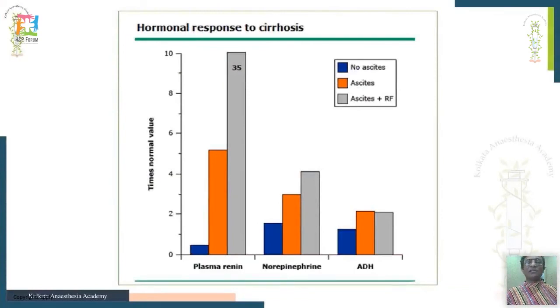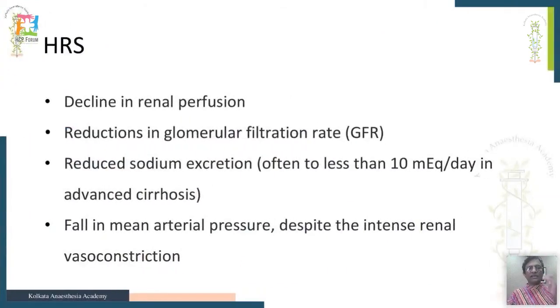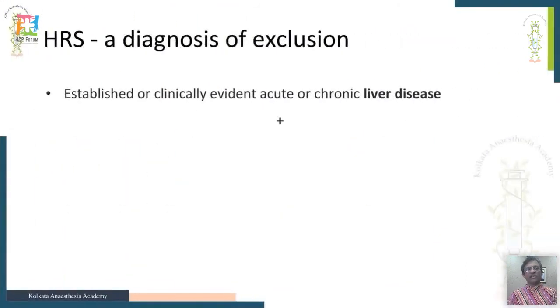And this, again, this bar diagram will tell you what actually happens. They become less and less responsive to vasopressor agents. So there is a decline in renal perfusion, reduction in GFR, reduction in sodium excretion, and this is one of the clues towards hepatorenal syndrome happening, which is a urinary sodium of less than 10 milliequivalents per day in advanced cirrhosis, a fall in MAP despite an intense renal vasoconstriction.